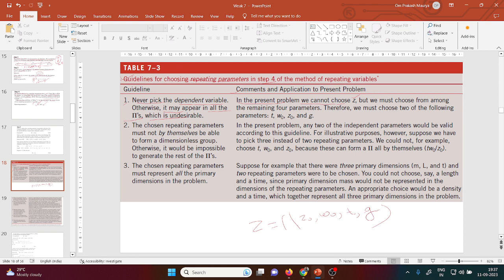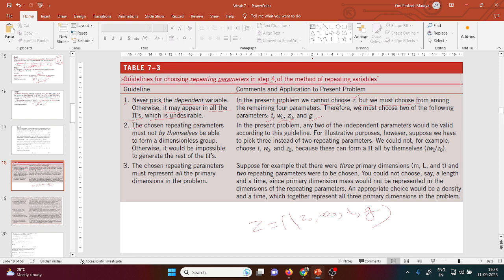So in the present problem, we cannot choose j, but we must choose from among the remaining four parameters. Therefore, we must choose two of the following parameters: t, w naught, z naught, and g. And why are we choosing only these two? Let us move ahead.